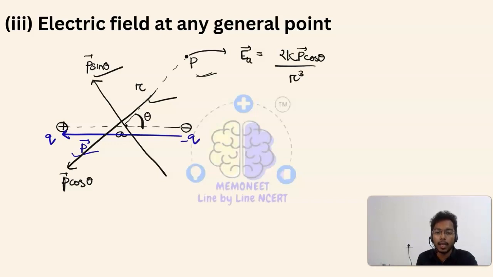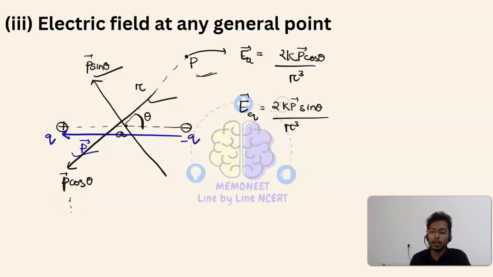This is E axial, electric field axial, and if you will write the electric field equatorial, this will be equals to 2kp vector sin theta upon r cube. Okay, this is the vector, that is p vector, and we have to find out the electric field at this point.